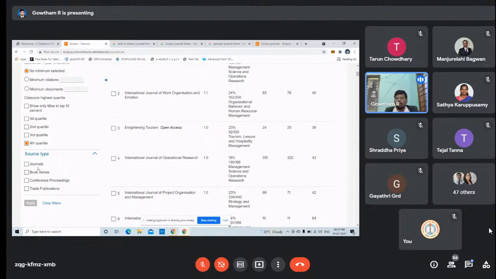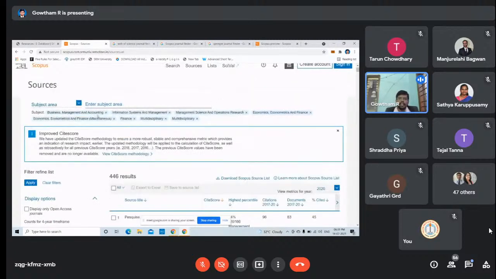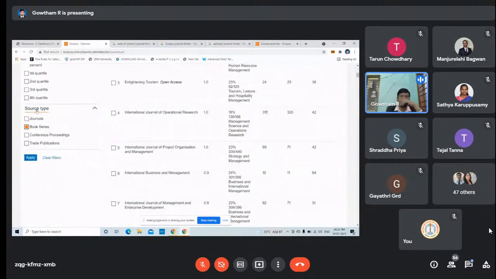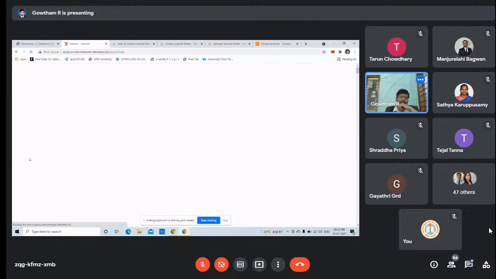Say for example, sir, I don't want the journals. Instead, I am looking for book series, books which are indexed in Scopus. Then what you can do is click on this and click on book series. All these are still coming under our management domain only, so kindly remember that. Now, sir, I don't want the journals, I want only the book series which I am targeting. So click on book series and click apply.